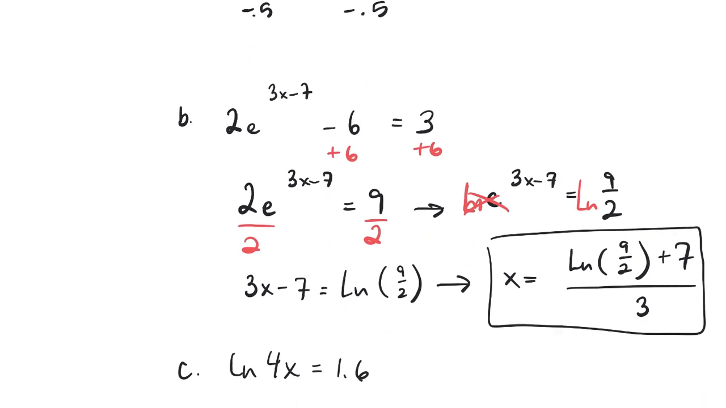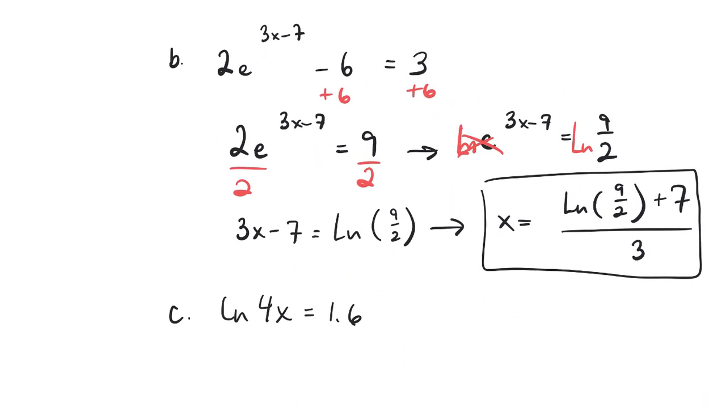Now part C, we're moving into solving logarithmic equations. So we're solving for x. X is part of an expression that's inside of this natural log, so we can't solve for x as long as this natural log is here. So we need to cancel a natural log. Well, what cancels a logarithm is a base.